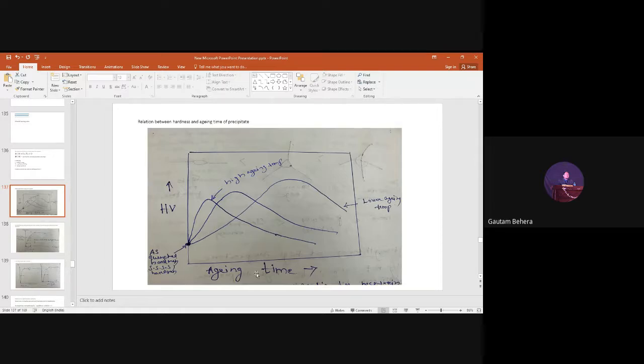So basically, we try to keep an optimum aging time and optimum aging temperature to get a maximum hardness or maximum strength in a precipitation strengthening material. Right?